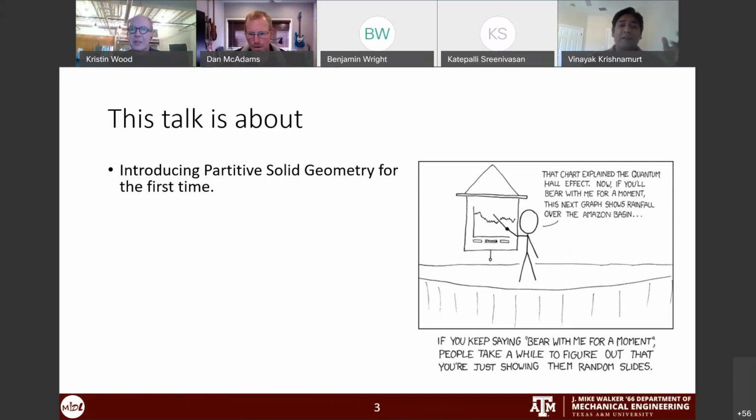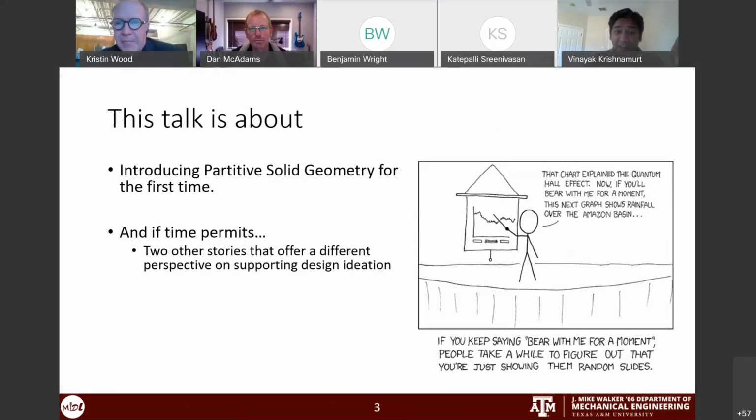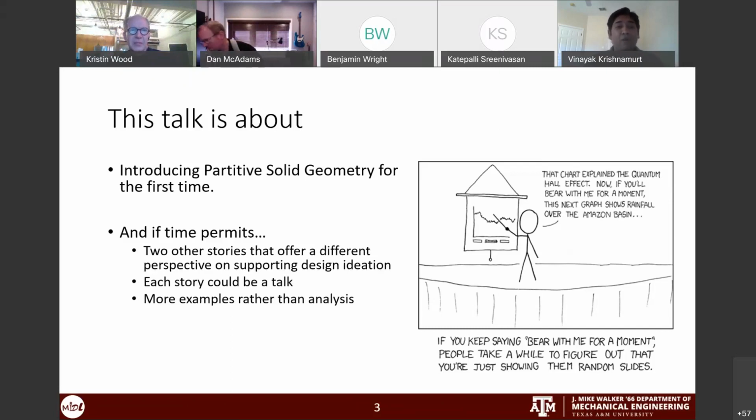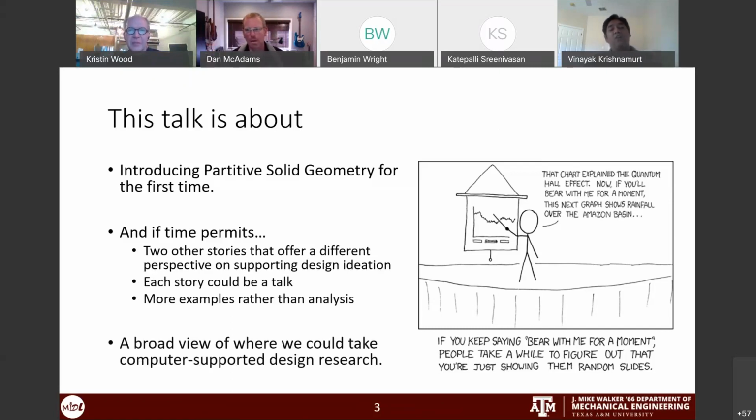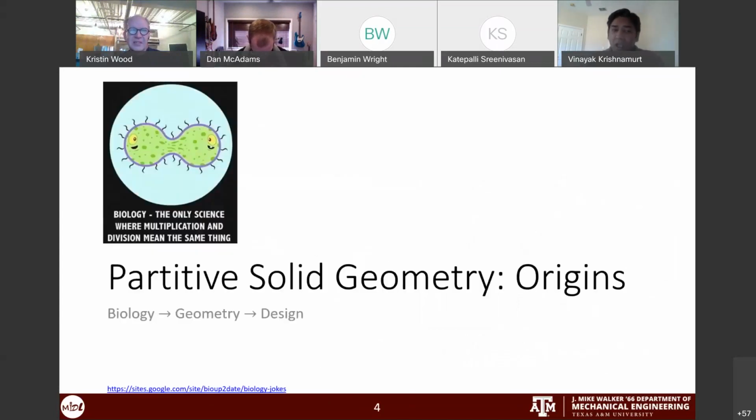this is one of my more geometric modeling oriented research, but I also do a lot of work on human perception and cognition in terms of how it can facilitate design. So if time permits, I'll tell 2 more stories which give a different perspective on how to support design ideation. Each of these could be a talk very easily, but we have limited time, so I'll focus on partitive solid geometry. The hope is that we'll get a little broader view of where we could take computer-supported design research in the future. Okay, so let's get to it.